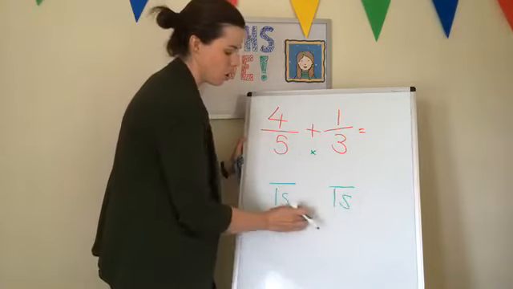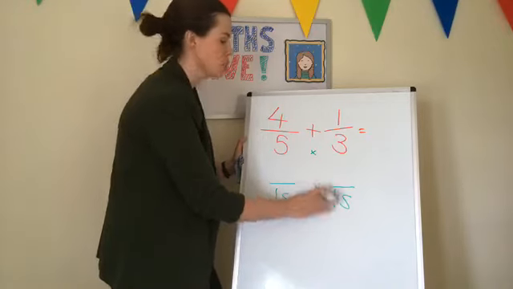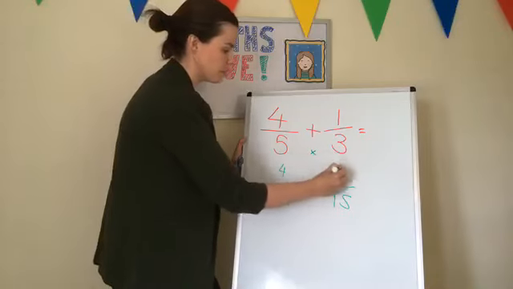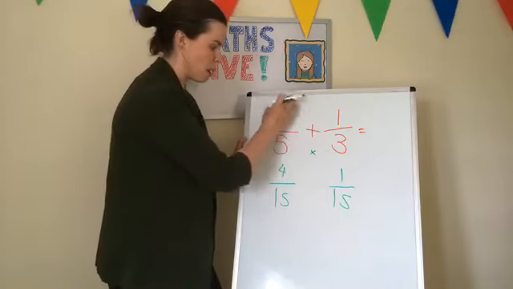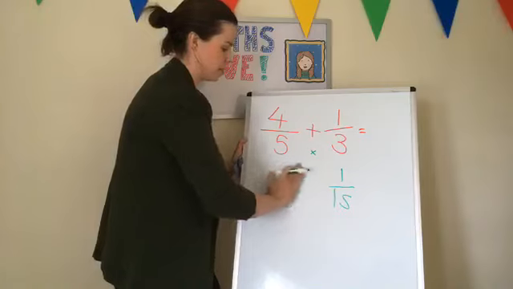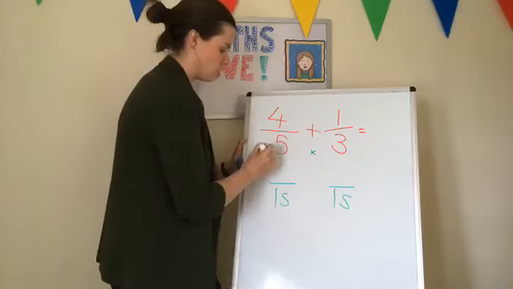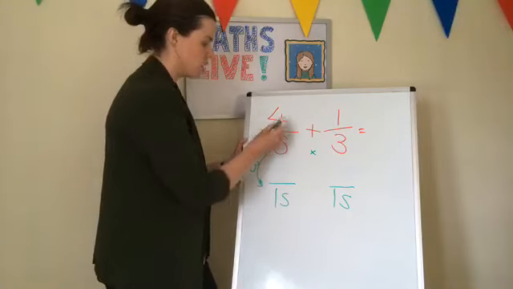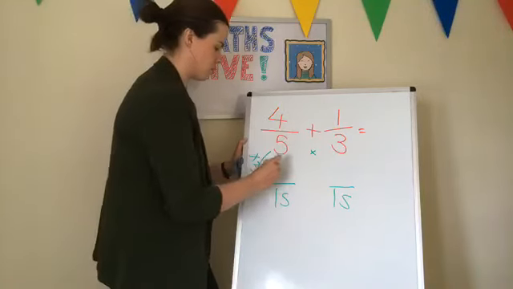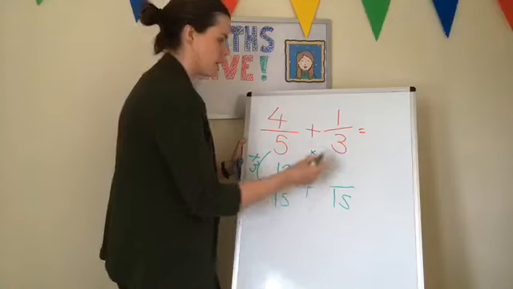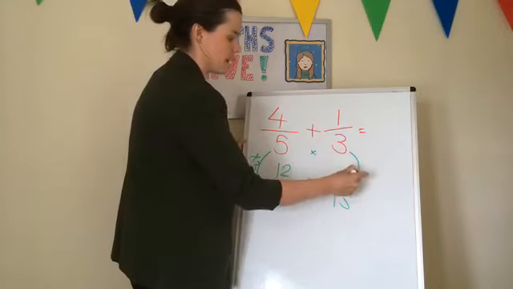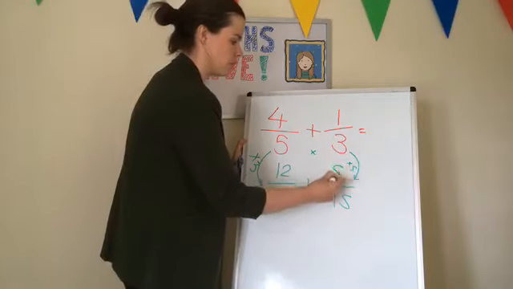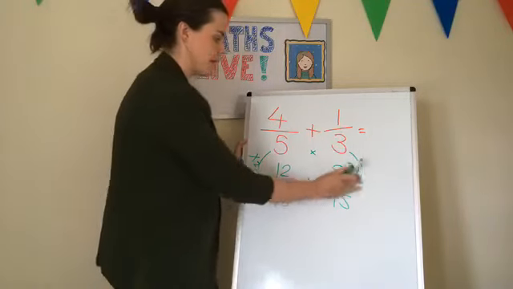So now we've got common denominators, but you need to balance them. You can't just put 4 and 1 because that doesn't work. Okay, it won't have been the same fraction coming down. So what did you do to 5 to make it into 15? You times it by 3. Do the same to the top. 4 times 3 is 12. Then what did you do to 3 to make it into 15? You times it by 5. Do the same to the top. 1 times 5 is 5. Now you can do it.